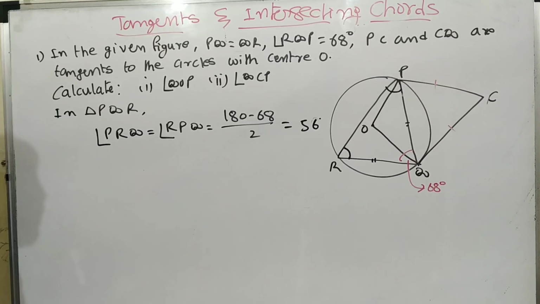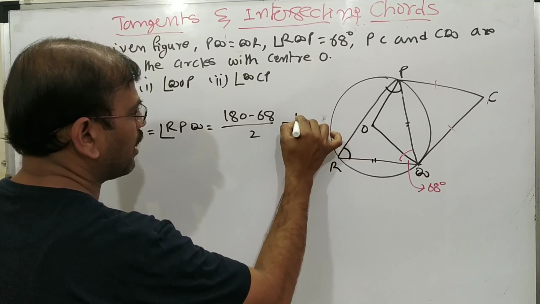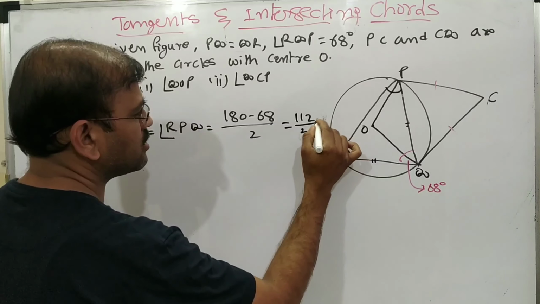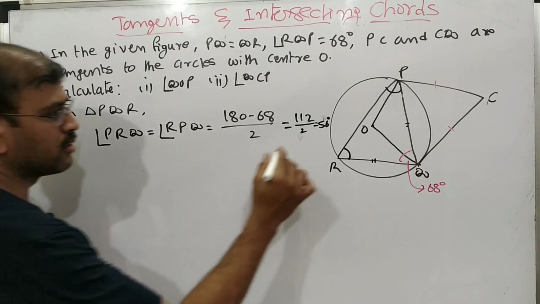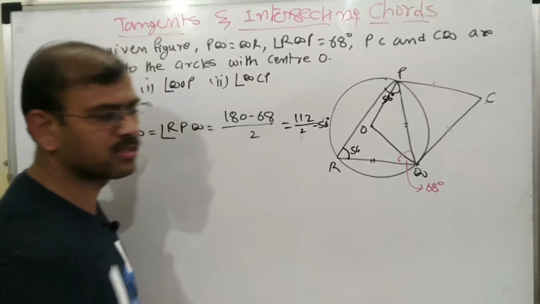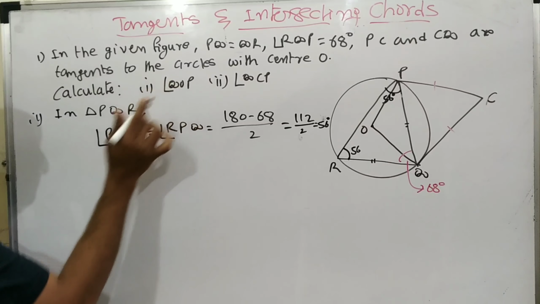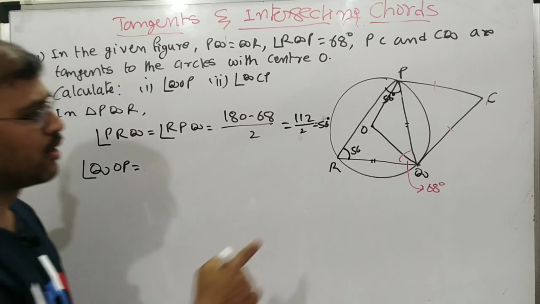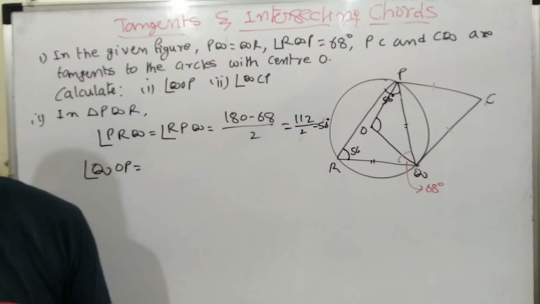56. Are you following it? Otherwise, write one more step: 112 divided by 2, you will get 56 degrees. Now this angle is 56, this angle also 56. Now we'll come to the first one. What is the first one we need to find? QOP. This angle we need to find.